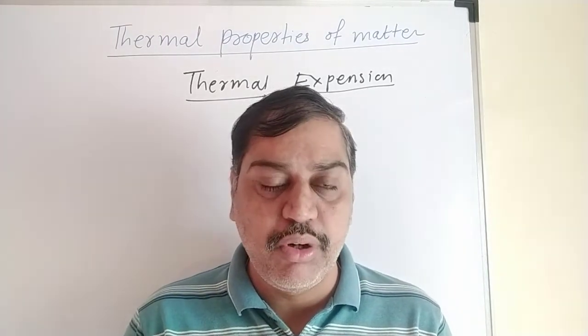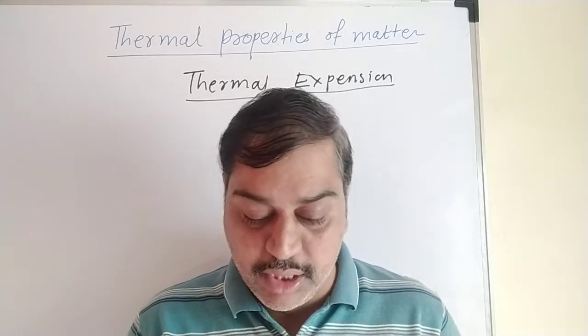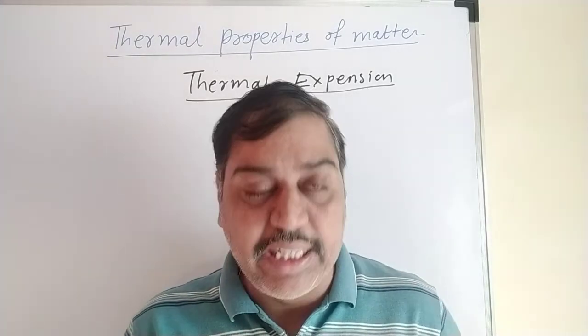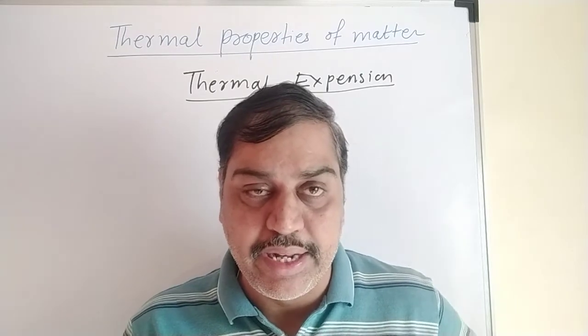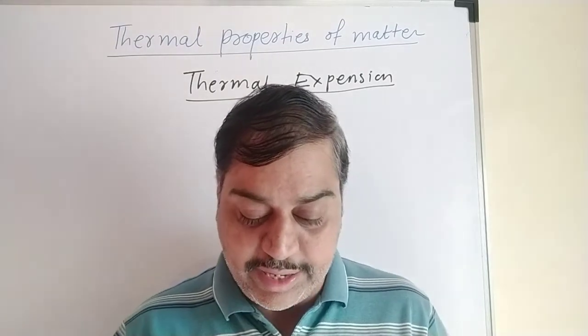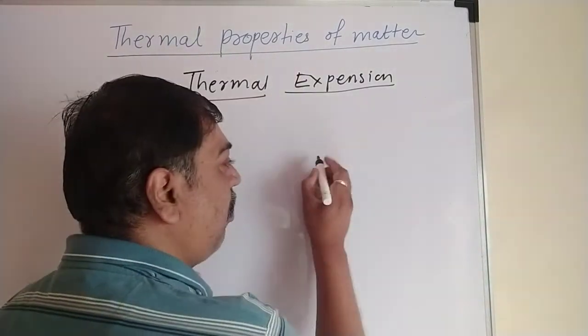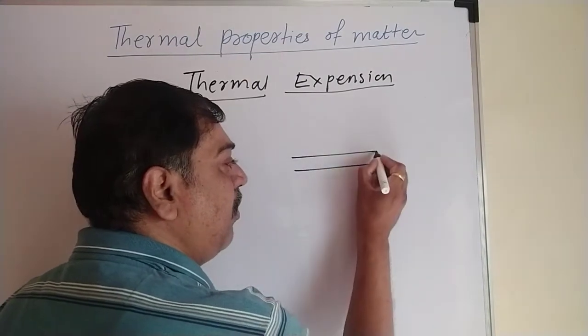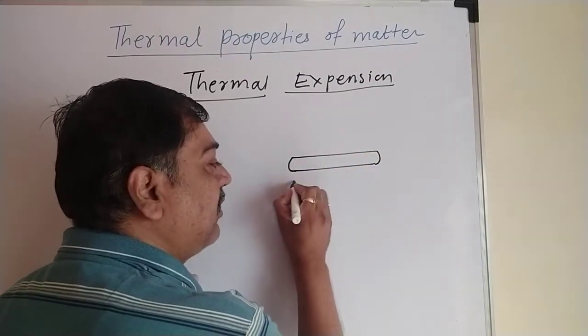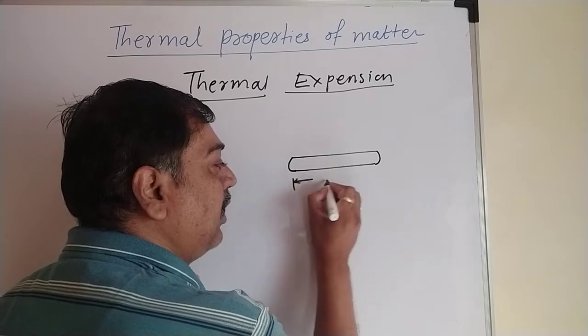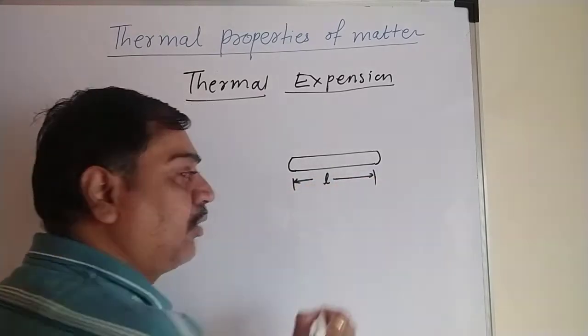Volume expansion means a change in the volume of a material. Let's start with the first one: change in length of a material, which is said to be linear expansion. Suppose we have a rod like this, and this rod has an initial length. Suppose small l is the length of the rod.